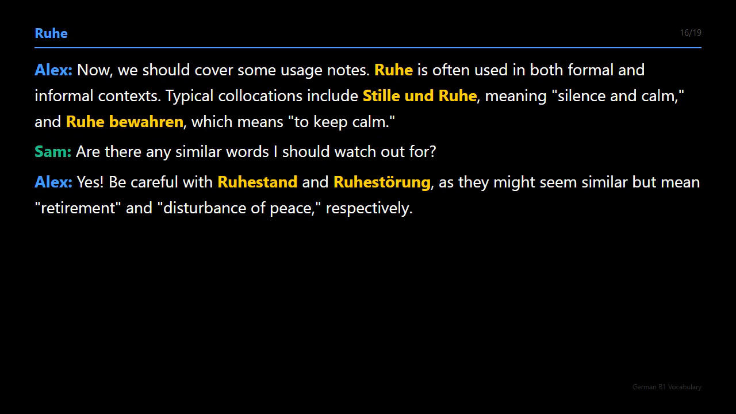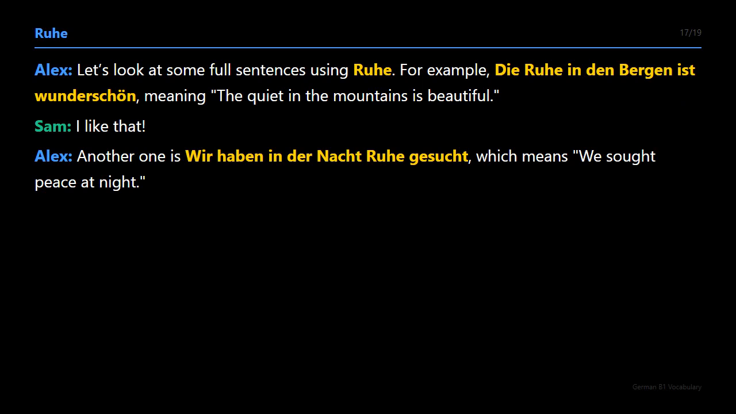Ruhestand and Ruhestörung, as they might seem similar but mean retirement and disturbance of peace, respectively. Let's look at some full sentences using Ruhe. For example, Die Ruhe in den Bergen ist wunderschön, meaning the quiet in the mountains is beautiful.